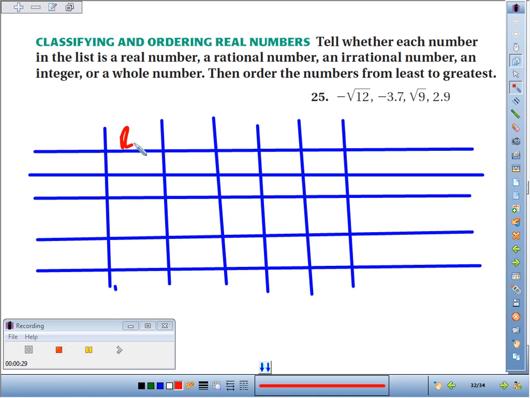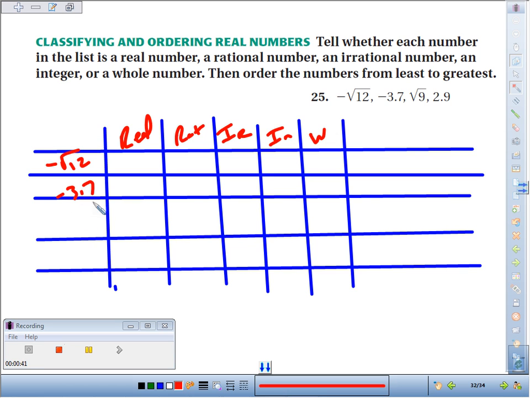So I'm going to start here. I'm going to say real, rational, irrational. Is it an integer? Is it a whole? We've got negative root 12, negative 3.7, square root of 9, which we know is 3, and 2.9. Well, every number is a real number that you guys have ever dealt with, so they're all real numbers.